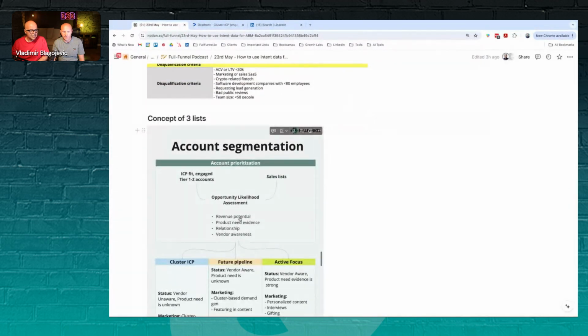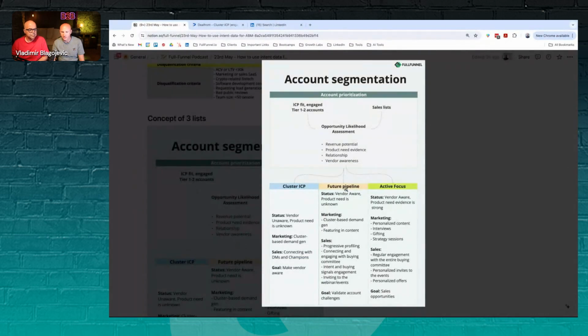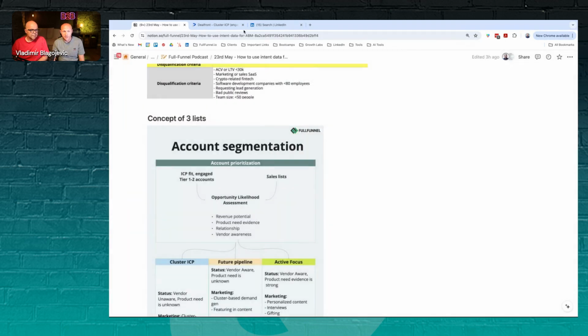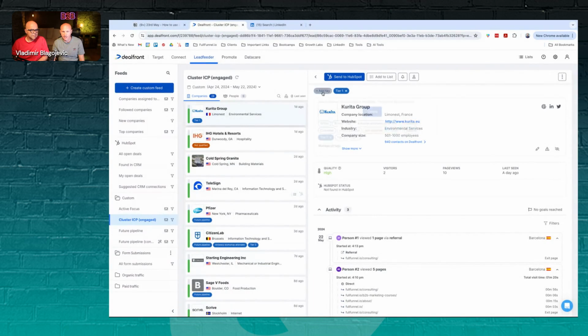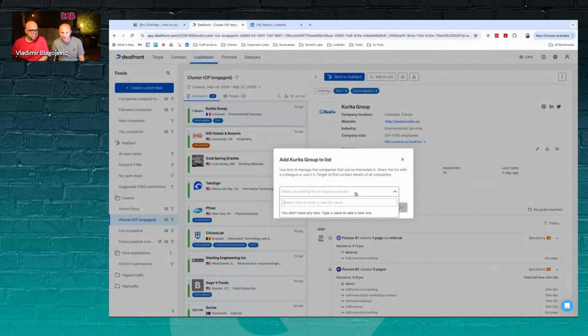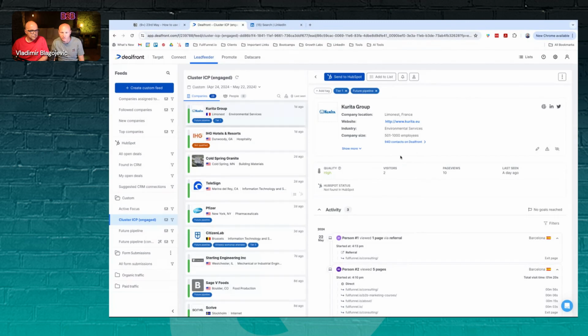Assuming this concept of cluster ICP and future pipeline, that account should belong to future pipeline. Why? This is how we assign the tags here. We have this tag, future pipeline, and add to list. Vlad's account wasn't updated, but we have the list of future pipeline. Okay, I needed to log in from mine.